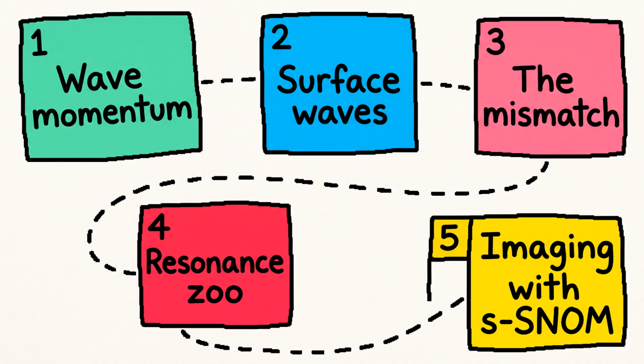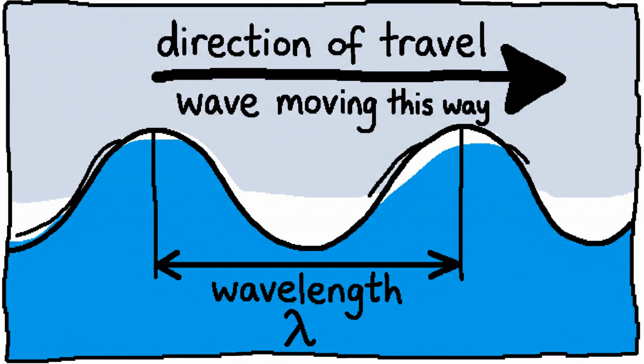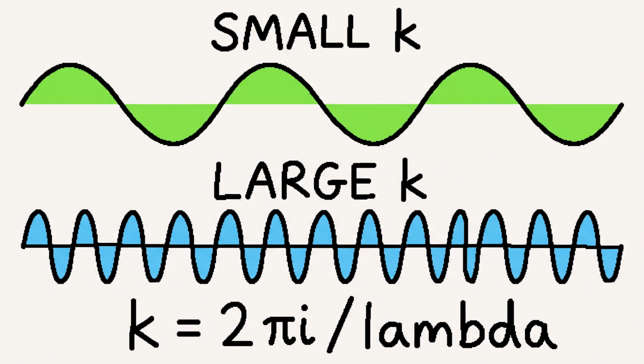Forget photons for a second. Think of a wave on water. It has a wavelength, the distance from crest to crest, and it travels in a direction. If you compress that wavelength, the wave packs more oscillations into the same space. Physicists capture that with a single number, the wave vector, k, equal to 2 pi divided by the wavelength.